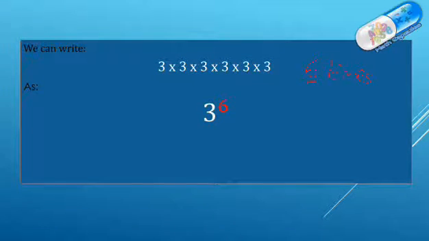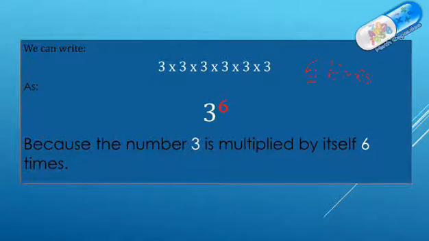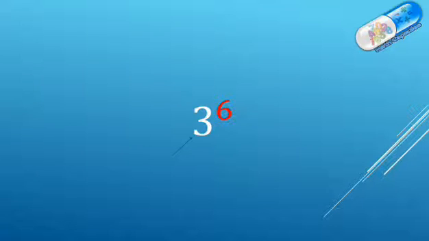3 raised to a small number above it, which is the number of repetitions. So 3 here is the number that is repeated, multiplied by itself many times, and the 6 is how many times it is repeated multiplied by itself. So it's 3 raised to the power 6, and we call 3 power 6 as we see here. So because the number 3 is multiplied by itself 6 times, we can write it as 3 and a small 6 above it here. So this means that the 3 is called base and the 6 is called the exponent.